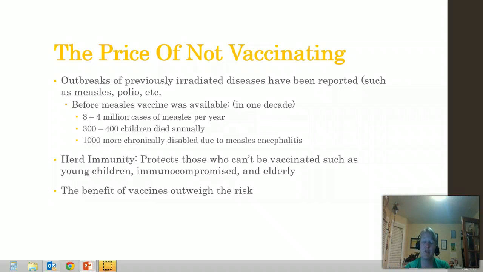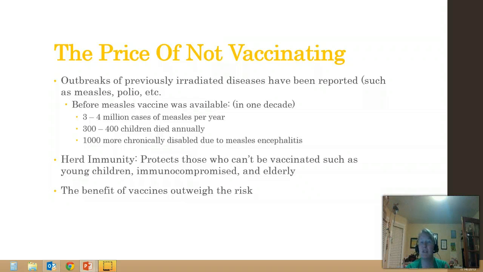Same thing goes for polio. We're starting to see these diseases come back into our population because of herd immunity being lost. So what's herd immunity exactly? Herd immunity is a theory that if you vaccinate a certain percentage of a population, you will end up protecting the entire population.